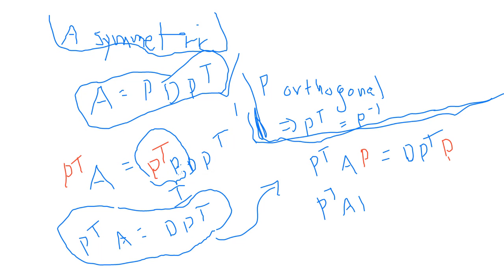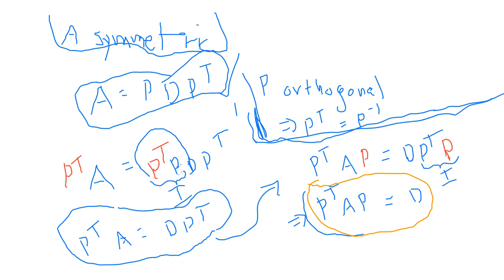Well, P transpose times AP is going to equal what? What's P transpose times P equal to, everybody? That's right, Eleanor, the identity. And therefore, P transpose times AP will equal a diagonal matrix.